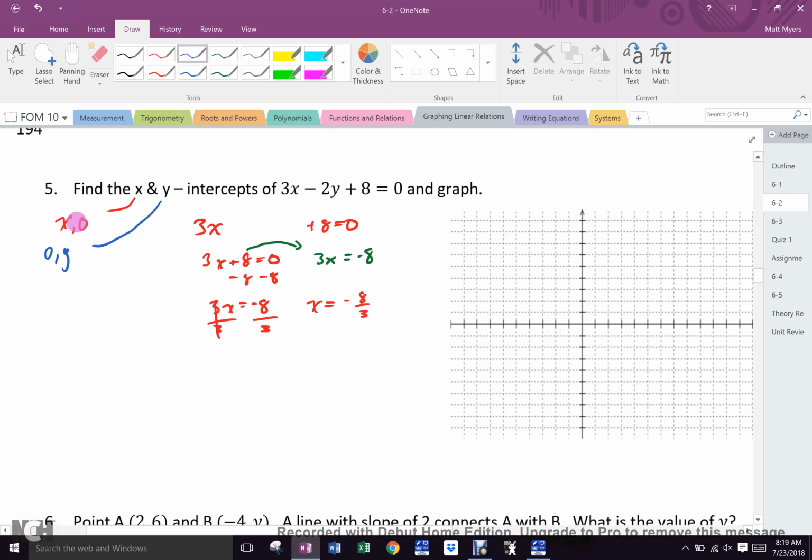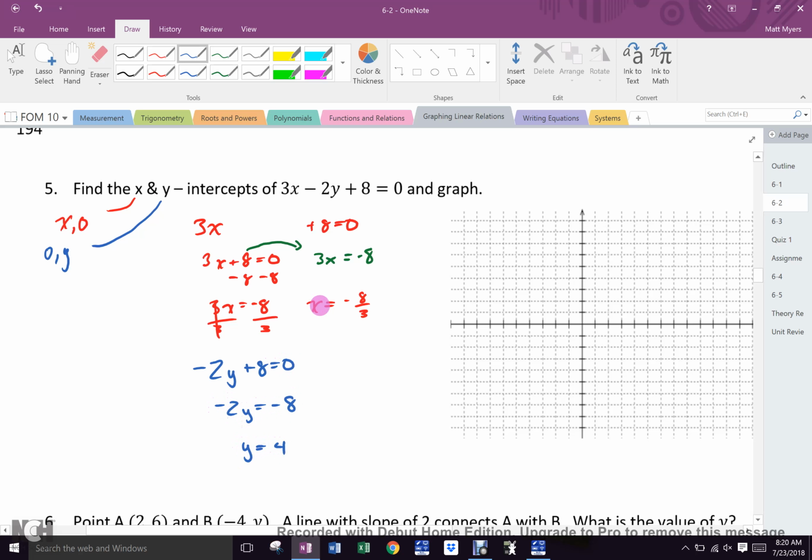So you guys are smart people. When we were doing an x-intercept, the y term dropped out. So now we're doing a y-intercept. So what term drops out? X. And I get negative 2y plus 8 equals 0. Negative 2y equals negative 8. Y equals 4. Is everybody good to there?